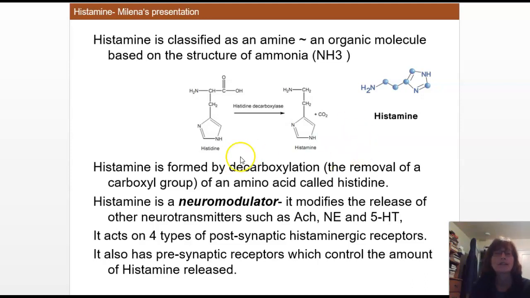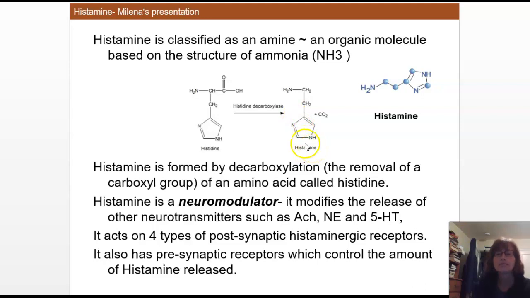So histidine will get decarboxylated, and just for you chemistry nerds out there, that basically means we're going to remove a carboxyl group. So here, I'm circling with my cursor the carboxyl group that's here, and through the use of this enzyme, the body will take histidine and remove this carboxyl group with histidine decarboxylase, which is the name of the enzyme, and produces histamine.